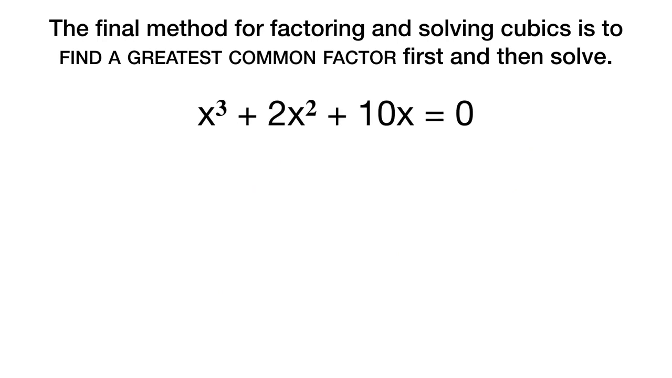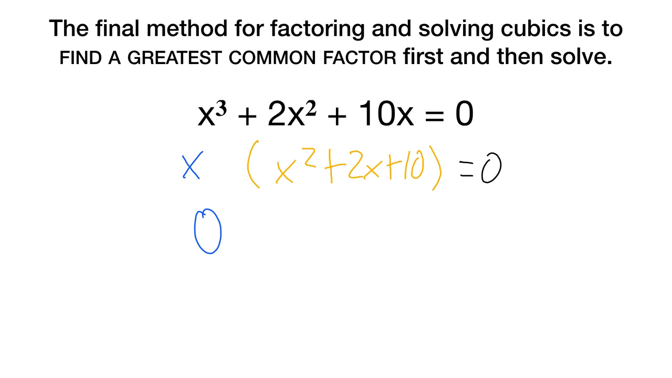Let's try this one more time. Greatest common factor is x. This becomes x times, sorry, not x cubed, it's now x squared plus 2x plus 10. And that all equals 0. Now, one of our factors is, in fact, 0. One of our zeros is 0. But for the other one, well, let's see. If I was to factor 10, I have 1 and 10, 2 and 5. Wait, neither of those add up to be 2, which means we have to use the quadratic formula.